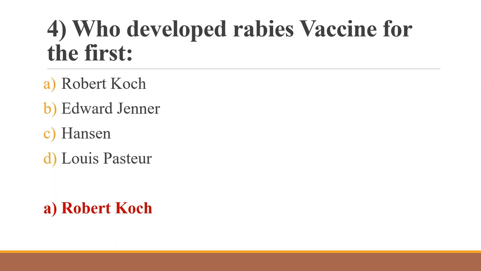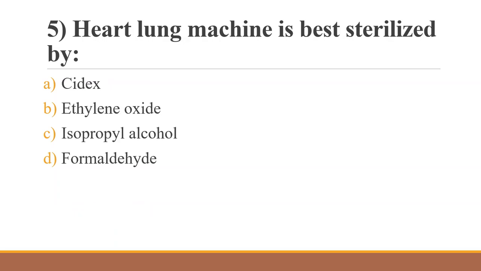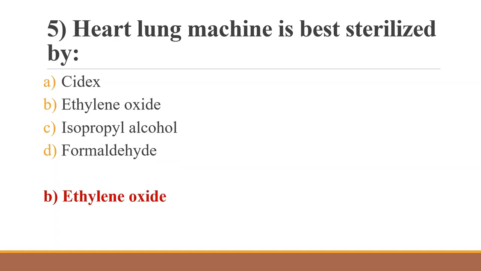Then fifth question, heart lung machine is best sterilized by option A, Cidex. Option B, ethylene oxide. Option C, isopropyl alcohol. Option D, formaldehyde. Answer is option B, ethylene oxide.